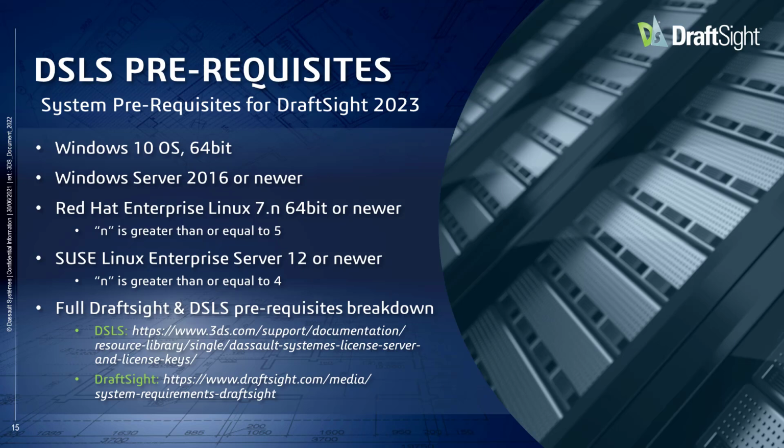So for the prerequisites for DSLS License Manager, you need Windows 10 operating system 64-bit. Unfortunately, there is not support at the moment for Windows 11, but keep an eye out for that update. And then similar to before, Windows Server 2016 or newer. And in addition, DSLS supports Linux, Red Hat Linux 7 or newer, and then Linux Enterprise Server 12 or newer. And again, all of this is for DraftSight 2023.